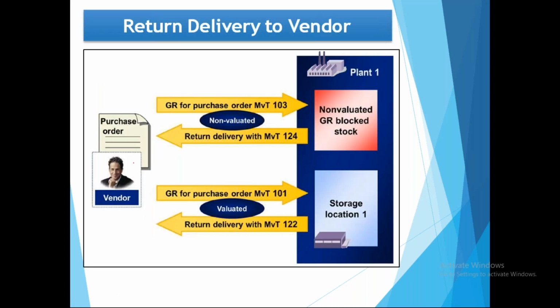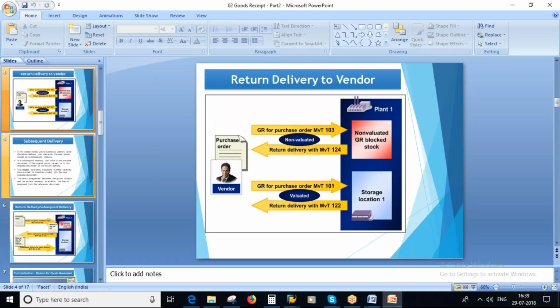You have the purchase order. Against the purchase order, you received the material into your location with movement type 101. Now if you want to return the material to the vendor, to make the return delivery, it will be movement type 122. With movement type 122, you make the return delivery to the vendor. If it is received with movement type 103, non-valuated GR blocked stock, then you will do the return delivery with movement type 124. So this is what is called return delivery. You are returning the goods back to the supplier. Now we will see how to do this in the system. We will see some practicals now.